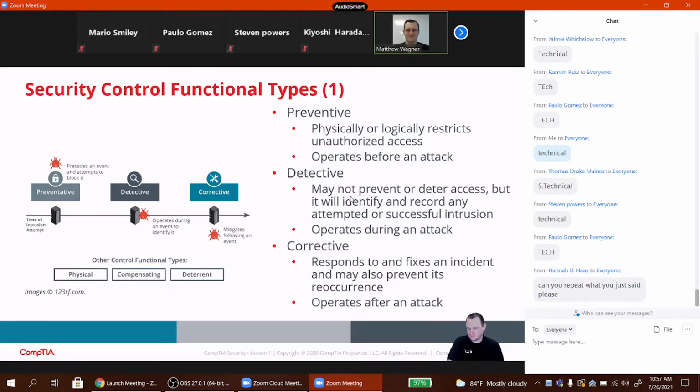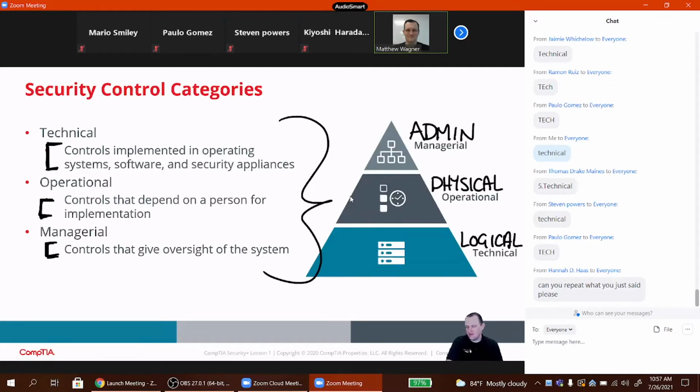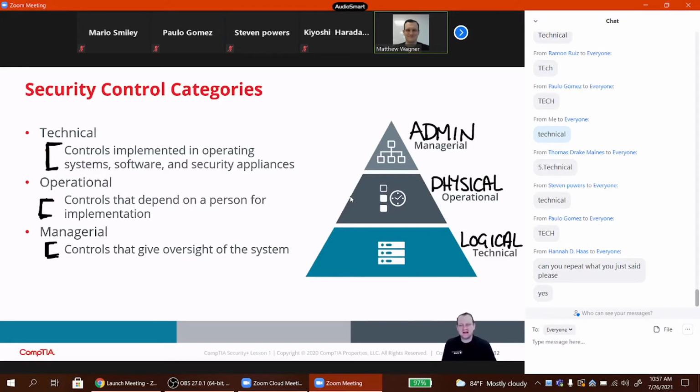What about the descriptions of each of these control categories? Technical must be inside the computer. Like, it has to be inside the computer. You have to configure it. Operational depends on people for implementation and tends to be physical. I'm hard-pressed to find something that's physical and not also operational, or vice versa, like a lock on a door.